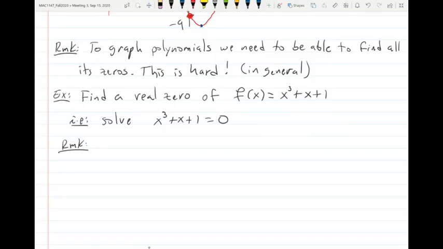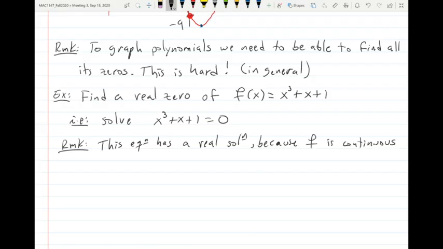So the remark is that this equation has a solution, or a real solution, at least. It has a real solution, and the reason is because of the end behavior. Because f, first of all, we know that f is a continuous function. Remember, the graph of every polynomial is continuous, meaning you can draw it without lifting your pencil. And let's put this together with the end behavior of the function.